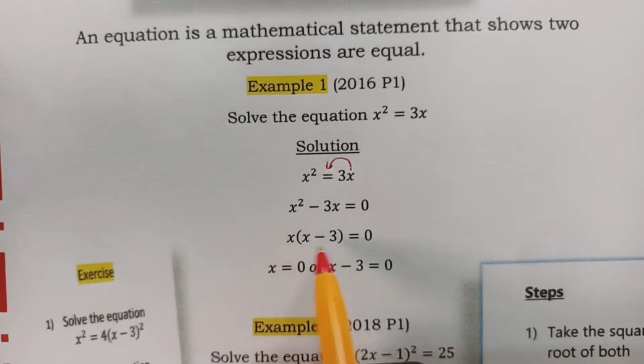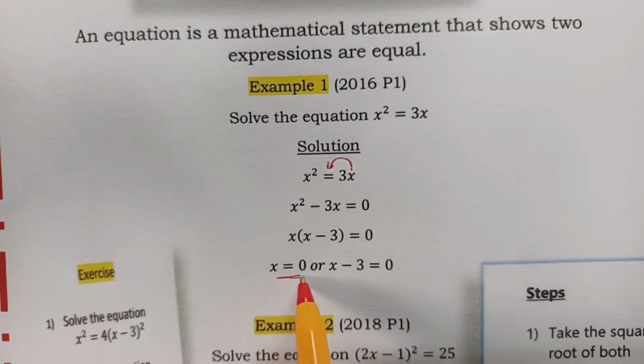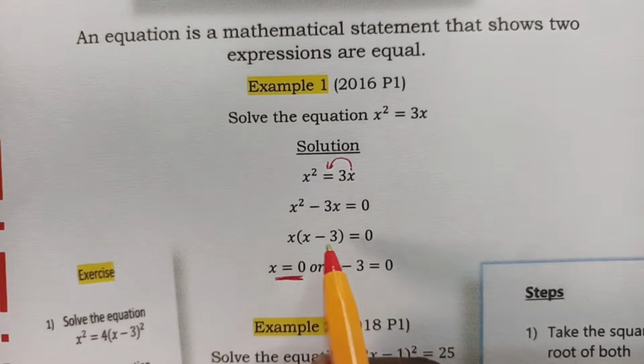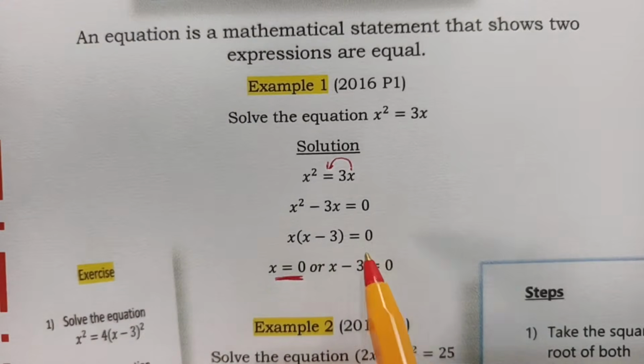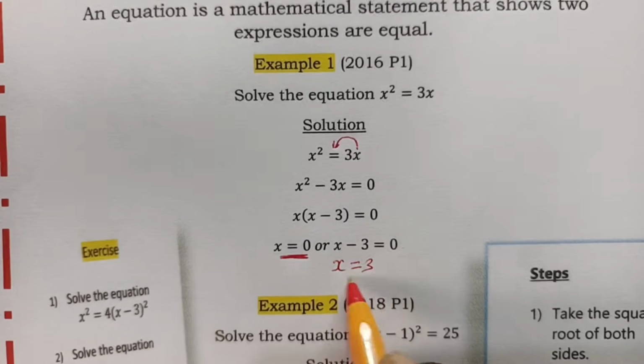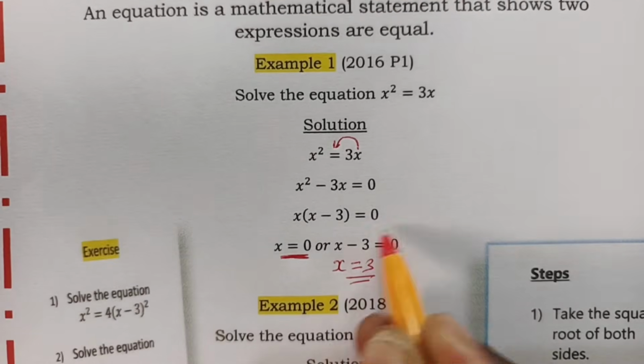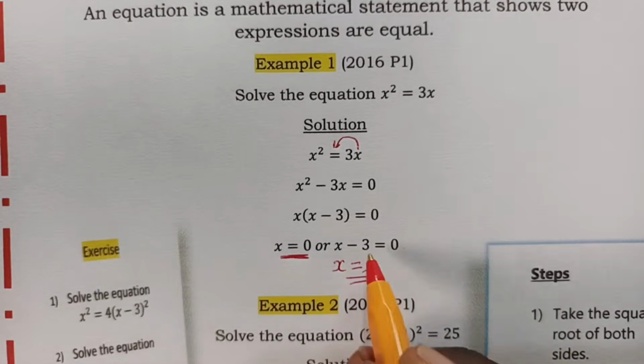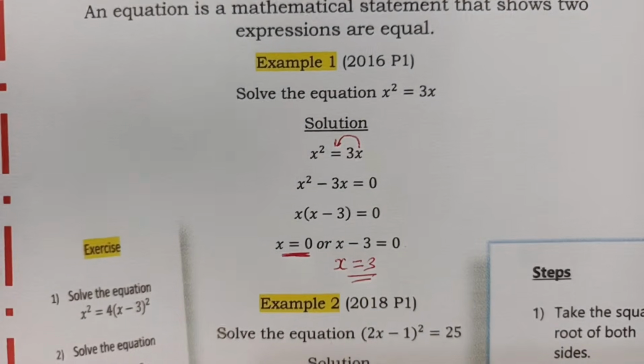You come and say x is equal to 0. This is your answer. Another one, you say x minus 3 is also equal to 0. And here we didn't finish, it's supposed to be x is equal to 3. So 3 will come this side, it will be positive 3. And these are the two answers.